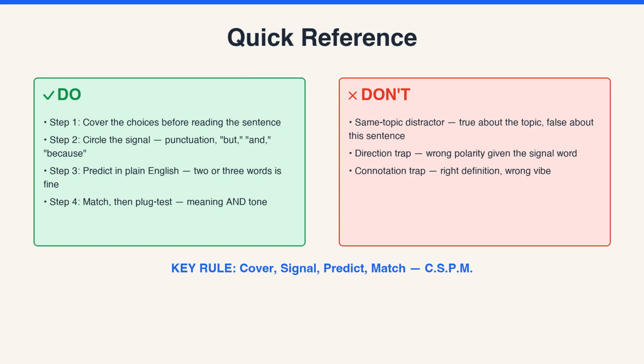Key rule, cover, signal, predict, match. CSPM, screenshot this, and run it on every words in context question in your next practice set.